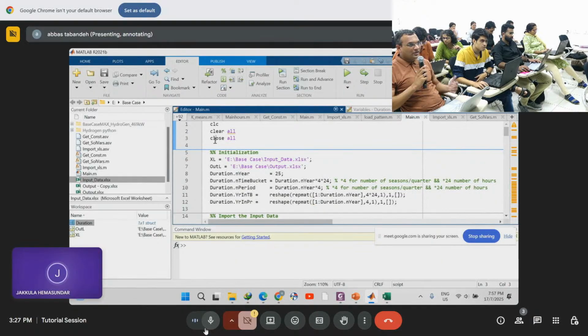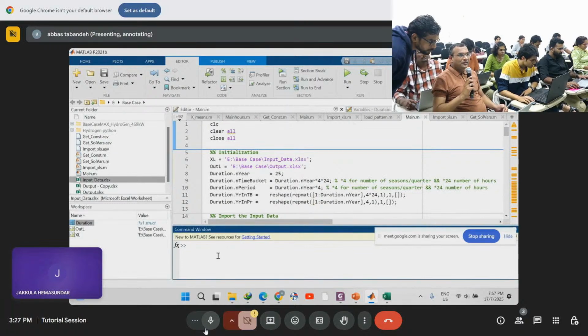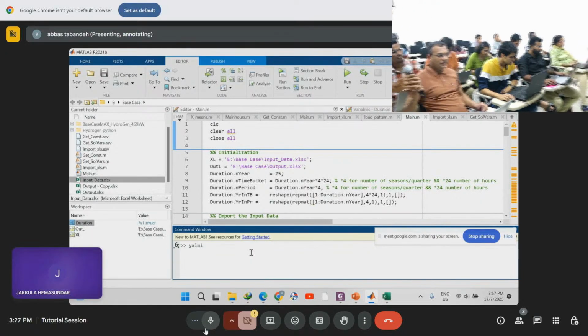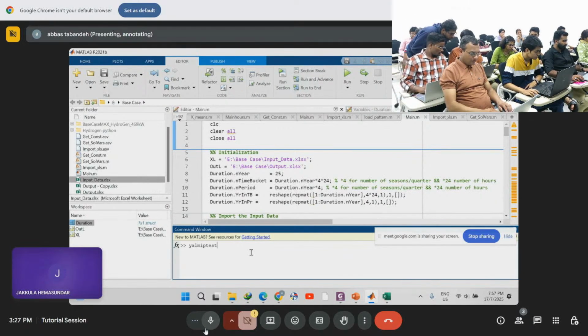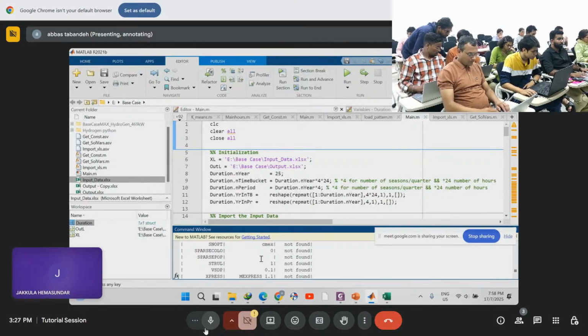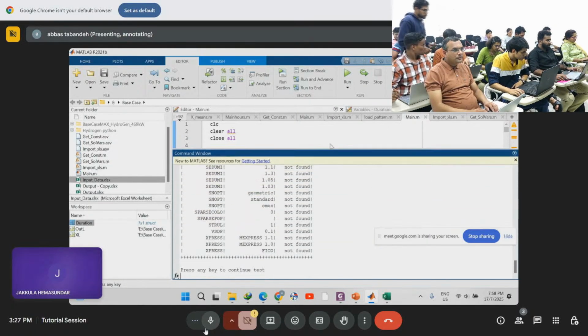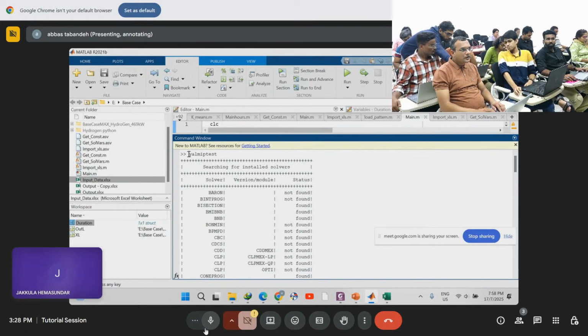Sir, how do we get this solver? You need to install that solver. Can you tell us once again how to get this? Can you write this code in the command window, yalmip test? Can you tell me if it works or if you receive any error?